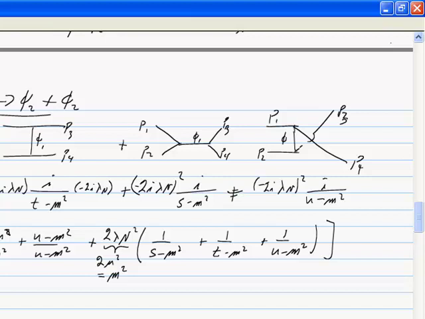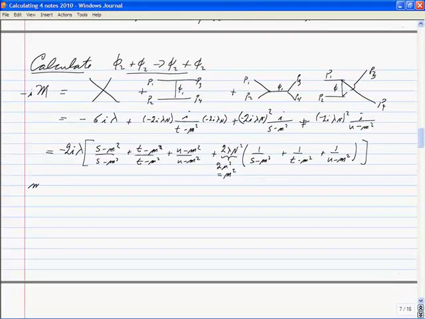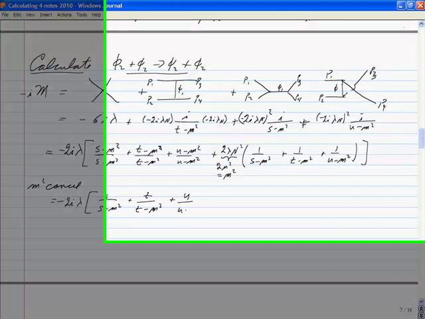And at this stage, you see that there's going to be a lot of cancellations going on. I've sort of led you into this. There's m squared over s minus m squared, and the s minus m squared over s minus m squared. So the m squareds cancel. Likewise, the next one, the t's and the u's. Okay. So m squareds cancel, and we're left with minus 2I lambda times s over s minus m squared plus t over t minus m squared plus u over u minus m squared.